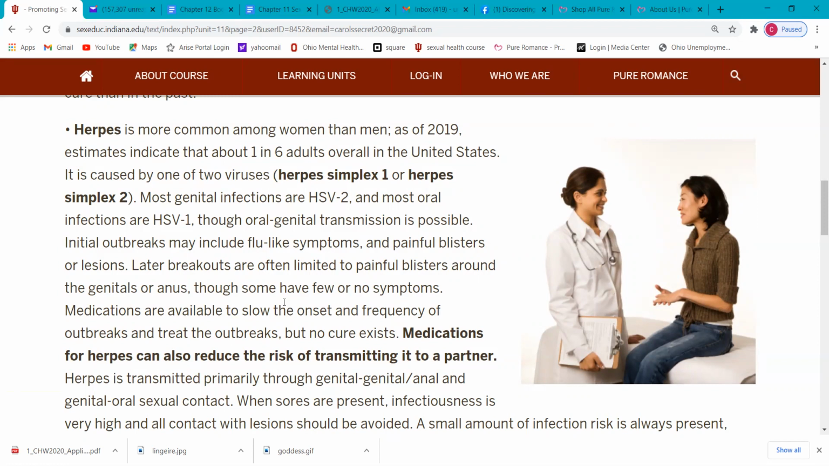Though oral genital transmission is possible, initial outbreaks may include flu-like symptoms and painful blisters or lesions. Later breakouts are often limited to painful blisters around the genitals or anus. Though some have few or no symptoms, medications are available to slow the onset and frequency of outbreaks and treat the outbreaks, but no cure exists. Medications for herpes can also reduce the risk of transmitting it to a partner.